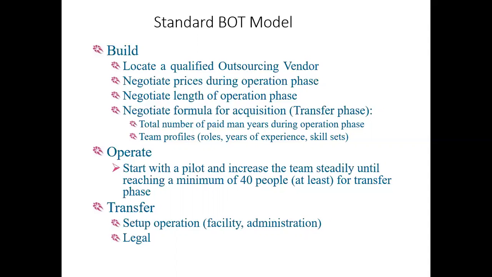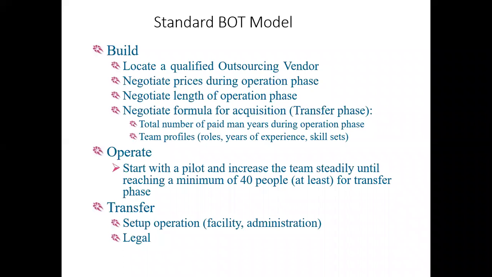So first you have to build it, you have to create it. Before building, you have to go for negotiation of different things: operation phase, length of operation, formula, paid man years, expenditure, amount, government subsidy, and whatnot. And then you have to operate it for whatever the operation phase is mentioned in your agreement. And after that many operation years, you can transfer according to the facilities, administrative point, and legal point of view. Again, it goes back to the government.